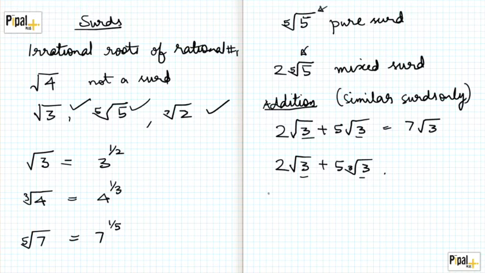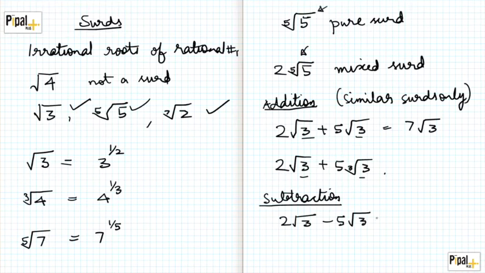And exactly like addition, we have subtraction. In case of subtraction, if we were to subtract 5 root 3 from 2 root 3, it is very much possible, we get minus 3 root 3. However, if you have 2 root 3 minus 5 cube root of 3, again we will not be able to do anything about it.